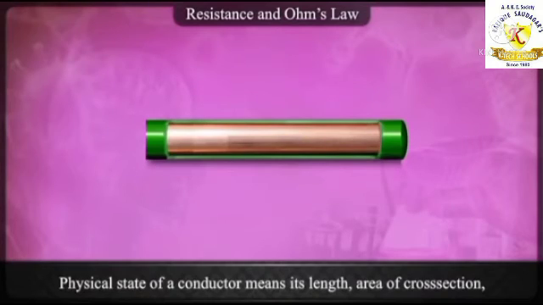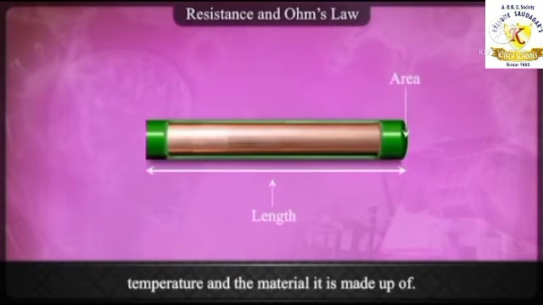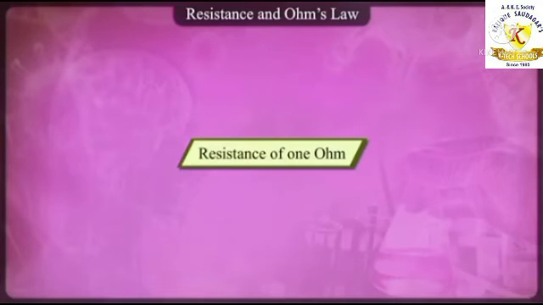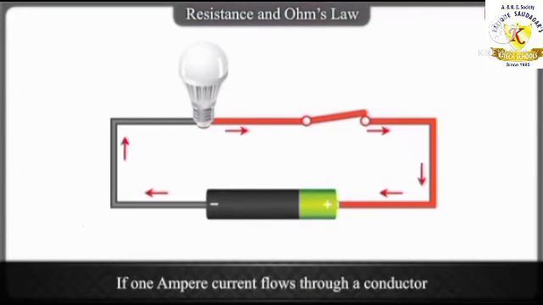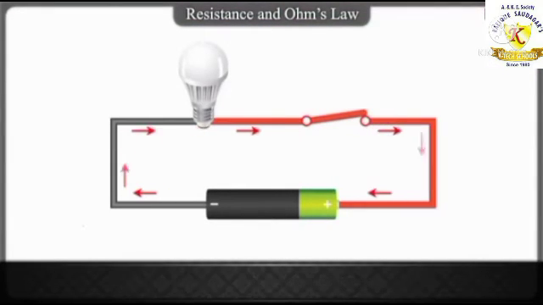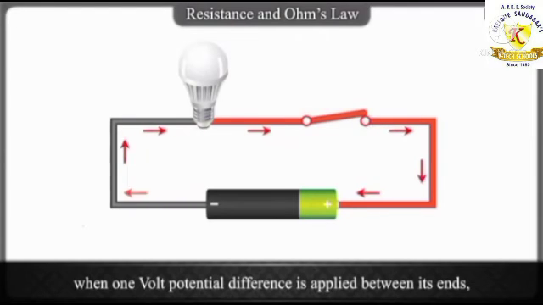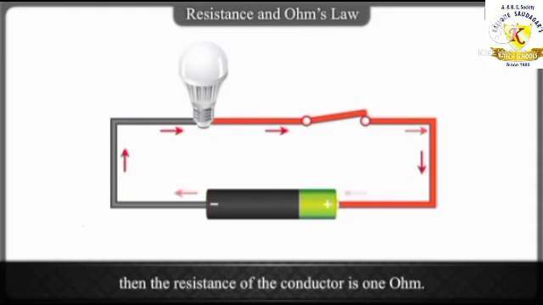Now, resistance and Ohm's law. Physical state of a conductor means its length, area of cross section, temperature and the material it is made up of. Resistance of 1 ohm: if 1 ampere current flows through a conductor when 1 volt potential difference is applied between its ends, then the resistance of the conductor is 1 ohm.